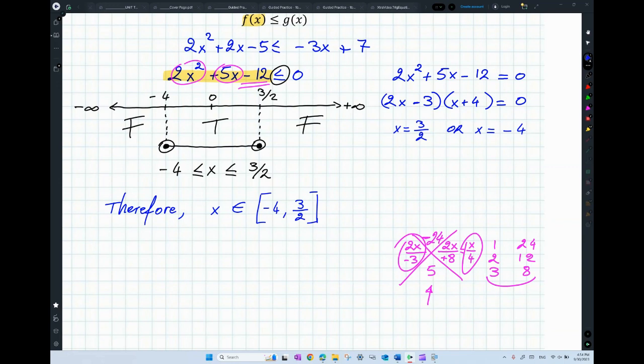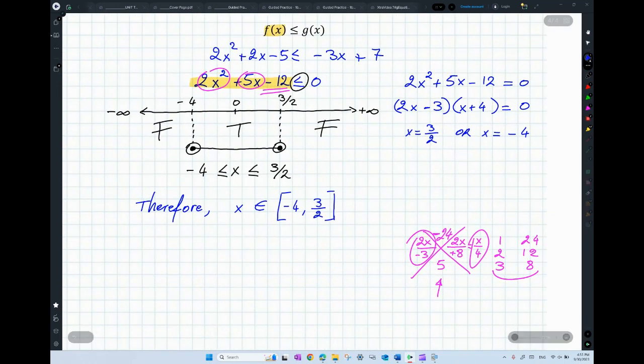Please refer to the notes for more examples, if you have a greater than or equal to.